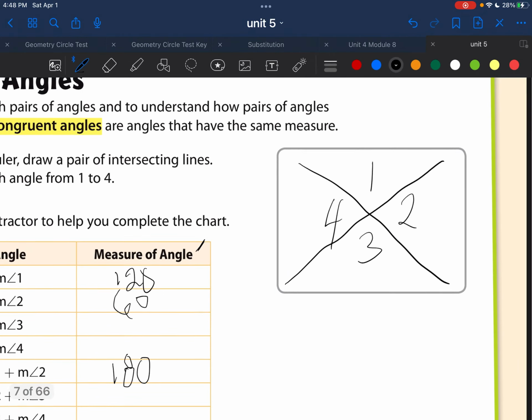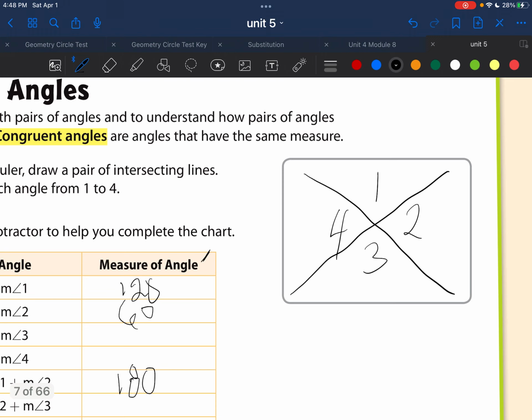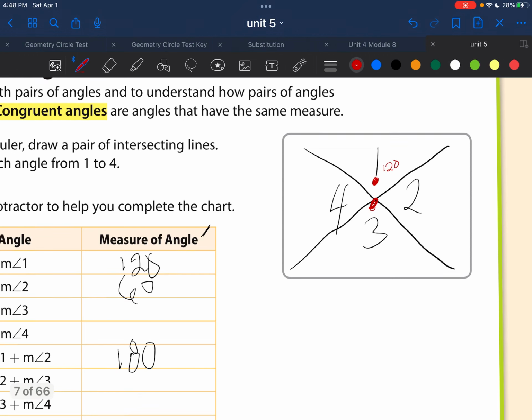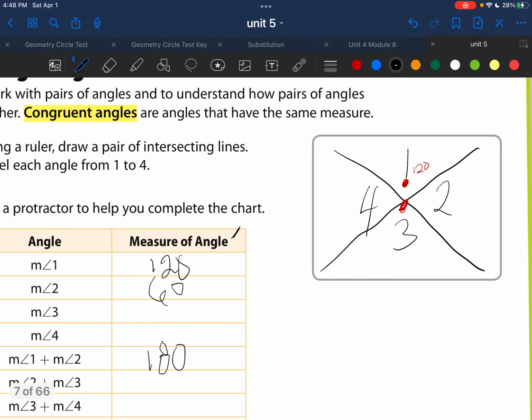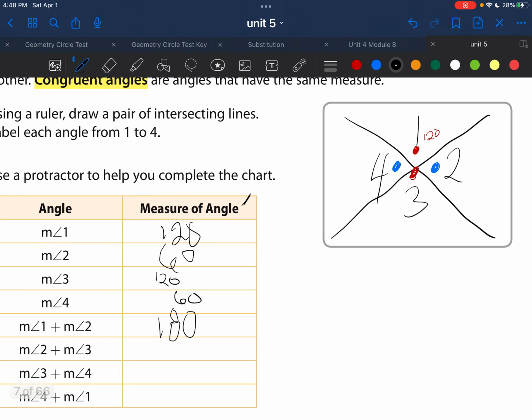Now if we look at our angles, here's what you got to know. You ready? Everything on this side means the same thing as everything over here. So if 1 is 120, what do you think 3 is going to be? 120. By taking that, we'll use the same exact logic. If 2 is 60, what do you think 4 is? 60.